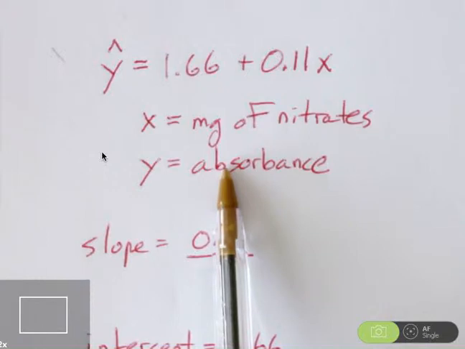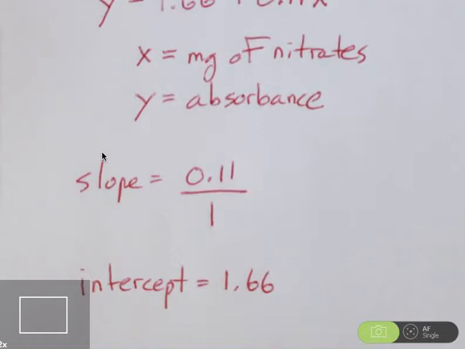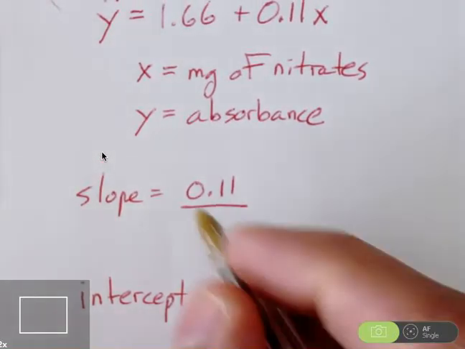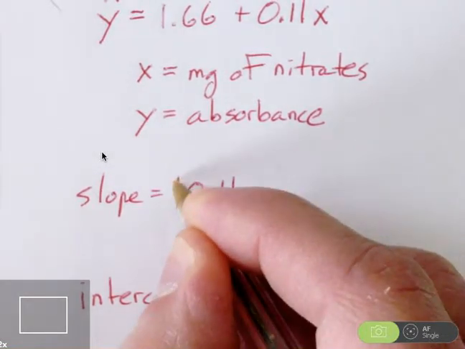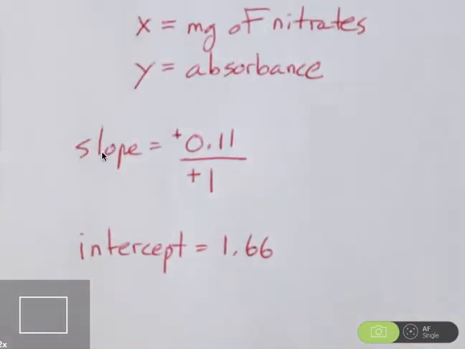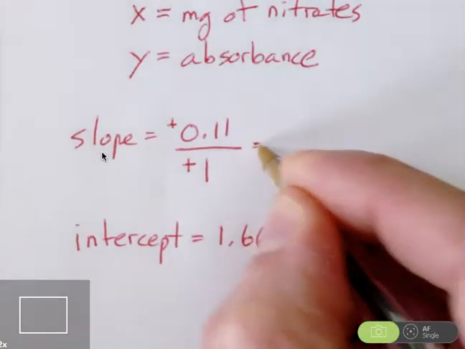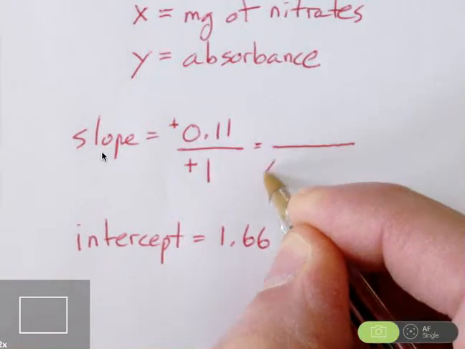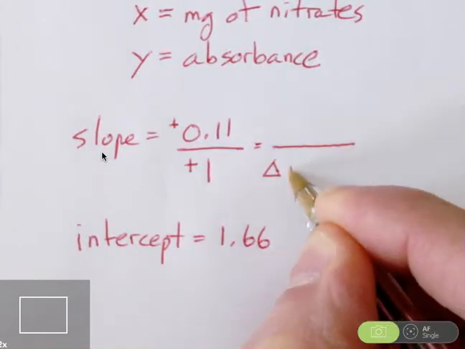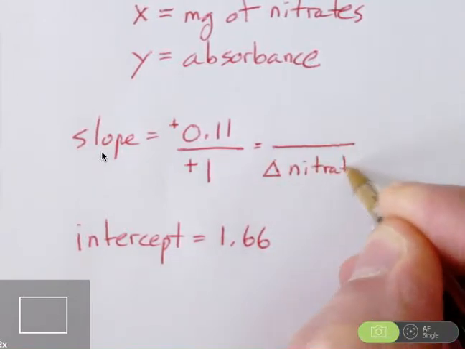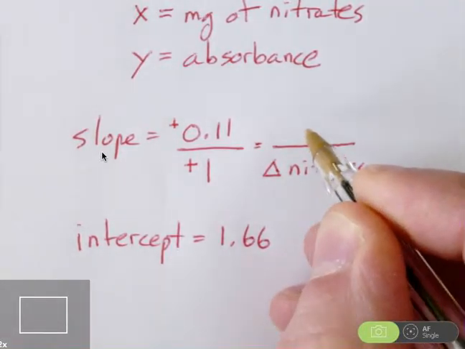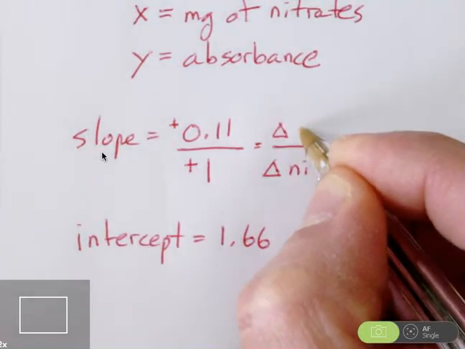In part B, you're also asked to interpret the slope and the intercept. So the slope I think of as 0.11 divided by 1. So these are both positive. Remember, what these represent are changes in the explanatory and in the response variable. So what's really going on in the denominator, this is the change in the x value or the explanatory variable. So that's the change in nitrates. The numerator is the change in y, that is the change in the response variable, so that's the change in absorbance.